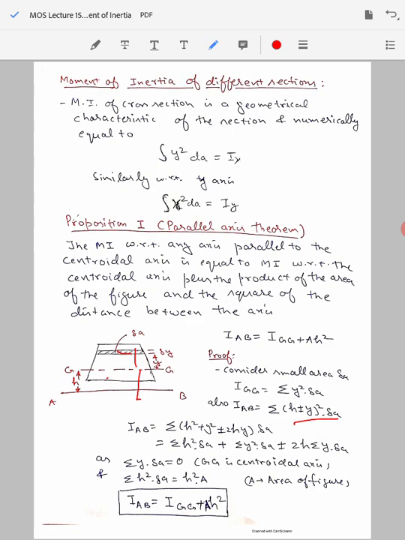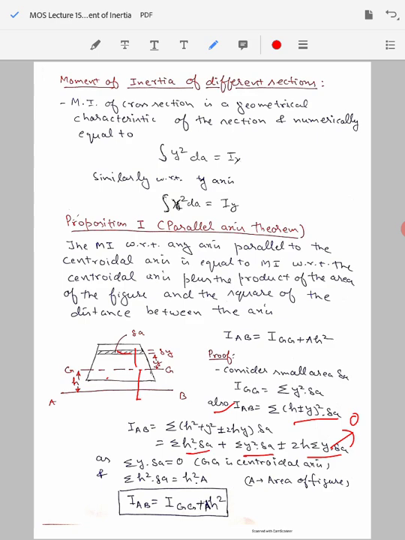If you expand this term, it will give you h square plus y square plus minus 2hy, and you divide it into three terms as summation of h square dot delta A plus summation of y square dot delta A plus minus 2h times summation of y delta A. Now in this expression, the third term is equal to 0 because summation of y delta A is 0, because GG is a centroidal axis.